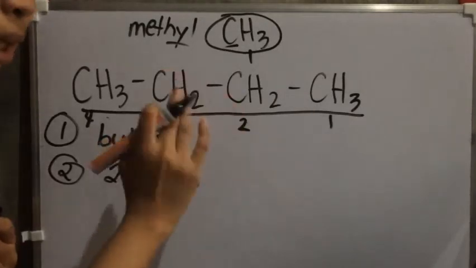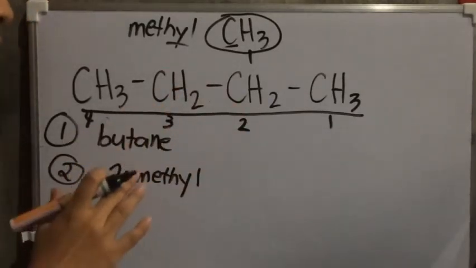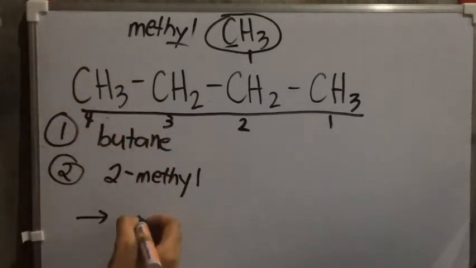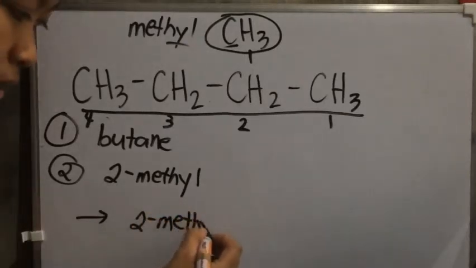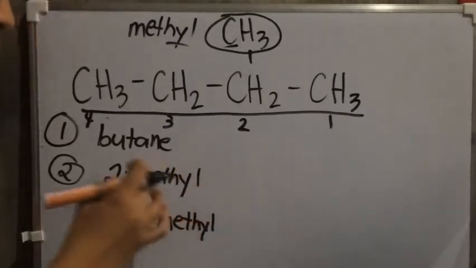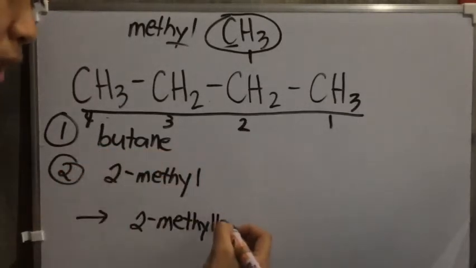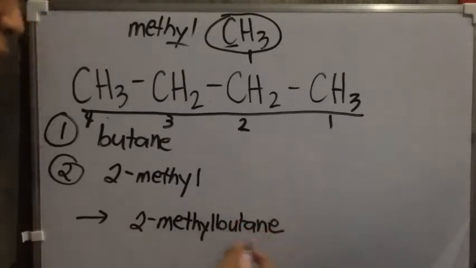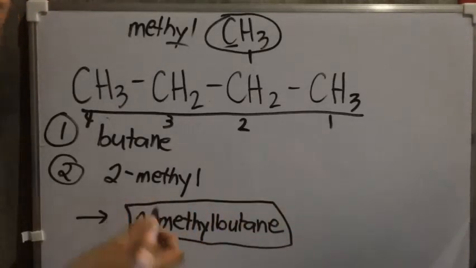So, 2-methyl. Ngayon, pagsasamahin na natin yung pangalan niya. The name of this structure is 2-methyl. And then, our parent chain, butane. Yan. Magkadikit yan. Butane. One word. So, we have here 2-methyl butane.